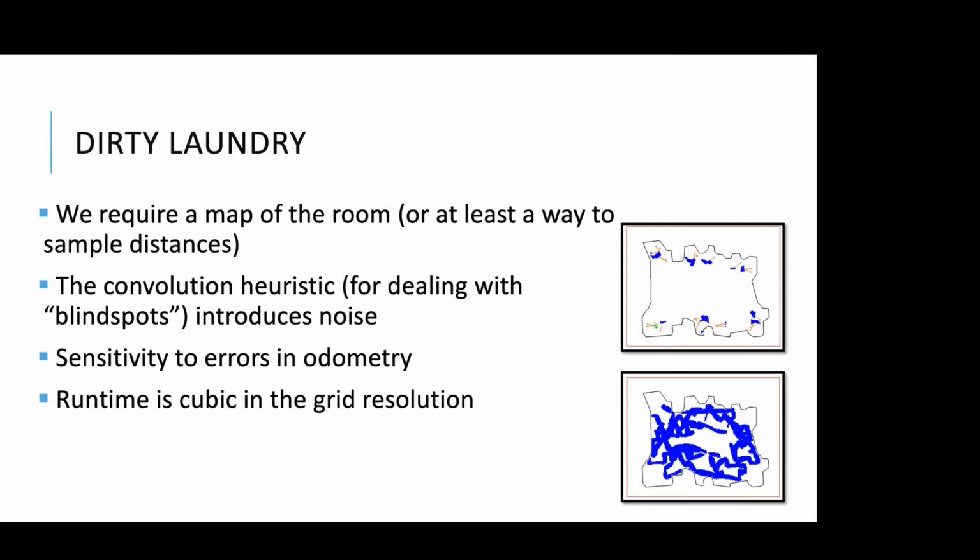Also, the convolution heuristic we described introduces noise. We can see in the lower picture, when we add this convolution, we get very fat curves. And as Bart stated, even the points have a lot of voxels in them. And also, when we are close to the boundary, it introduces noise. It's something you have to deal with.